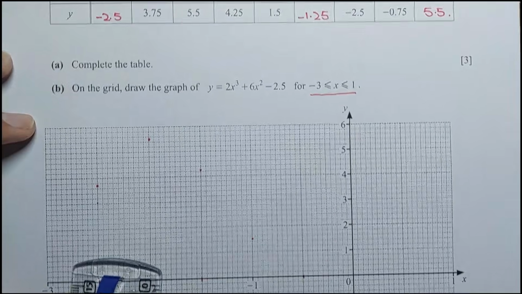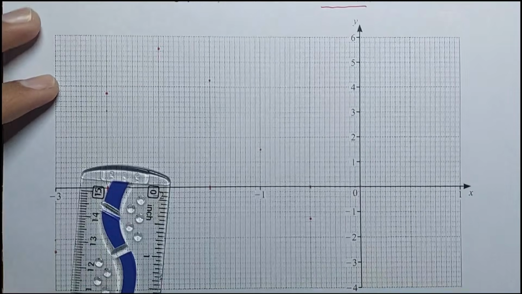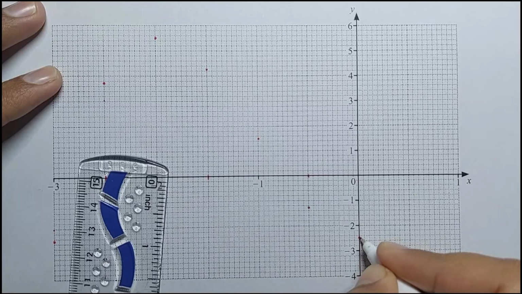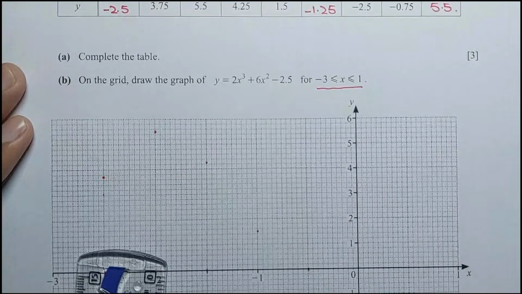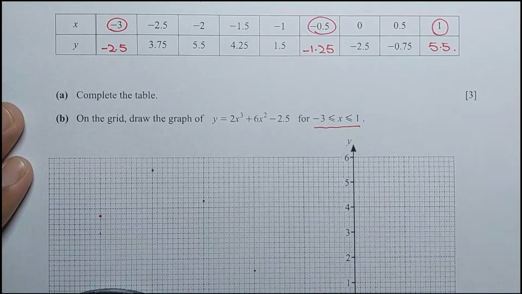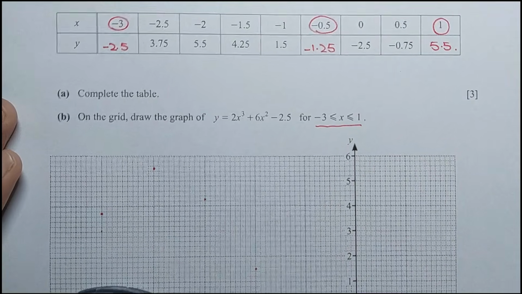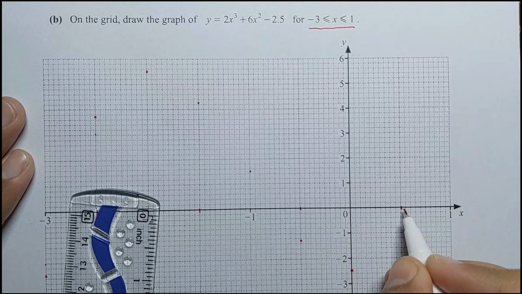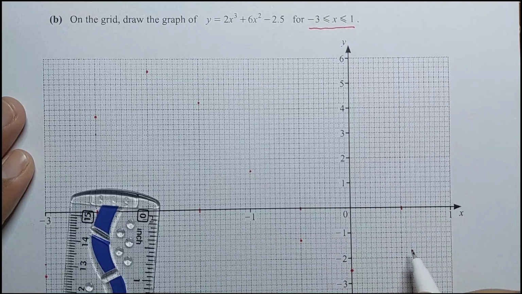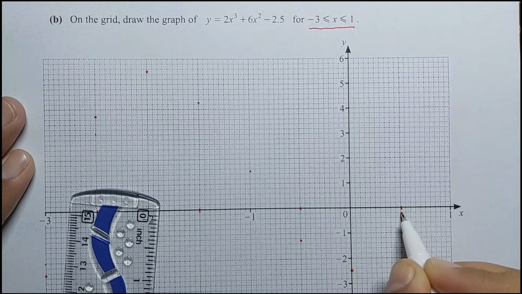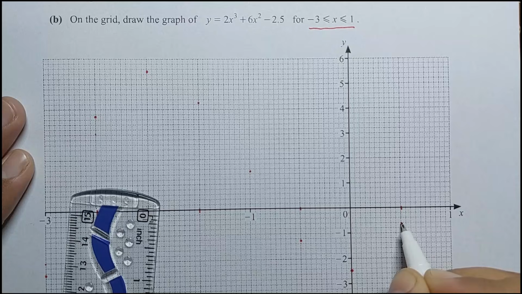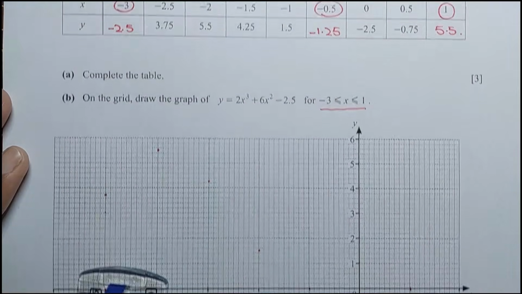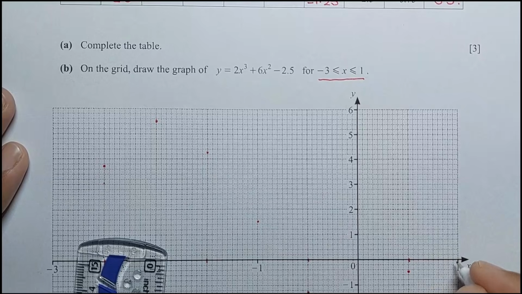The next is when x is 0, the y is minus 2.5. This is 2.2, 2.4, and 2.5 is over here. The next would be 0.5, minus 0.75. This is 0.5, and we have negative, it is downward, 0.75. 0.2, 0.4, 0.8. This 0.75 is in the middle. At 1, it is 1.5.